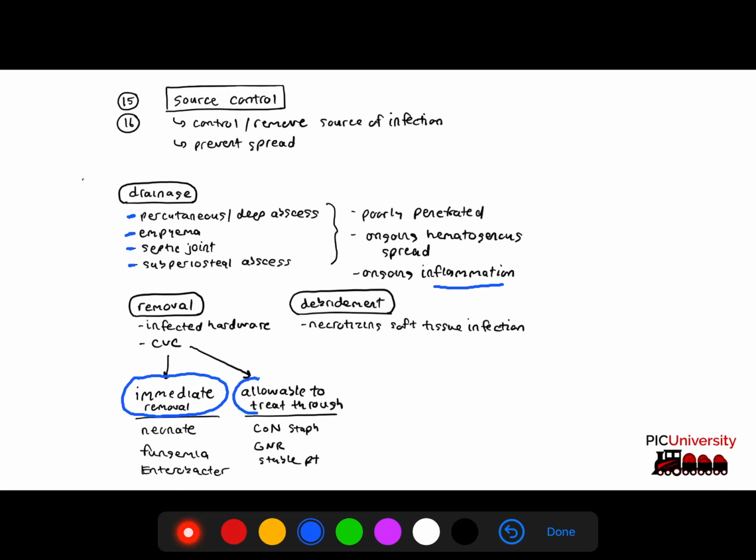There is some allowance, according to the guidelines, to treat through an infected line, for example, in patients who have a certain set of characteristics, including those who have an infection with identified coagulase-negative staph, or those patients who have identified gram-negative rods, for example. And of course, the patient has to be clinically stable in order to allow for treatment through an infected line, not necessitating immediate source control.